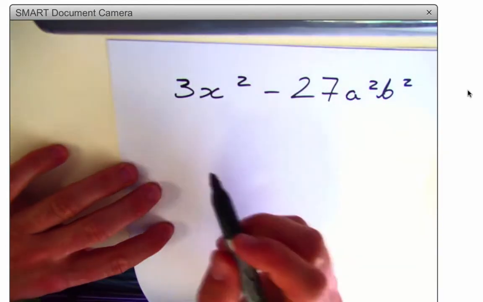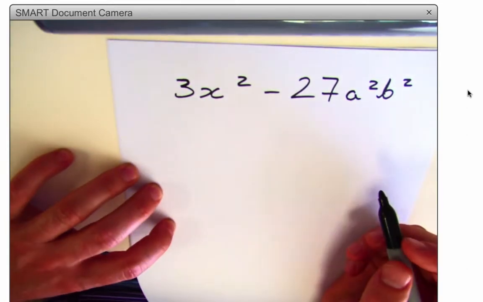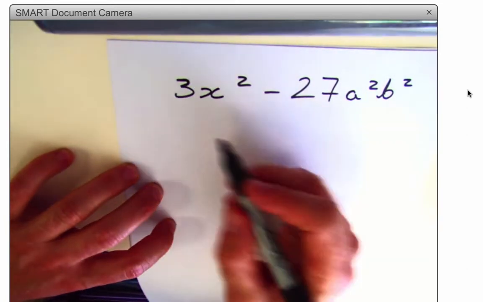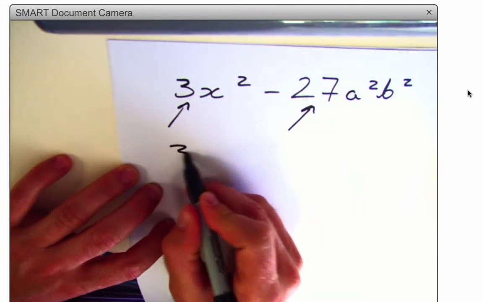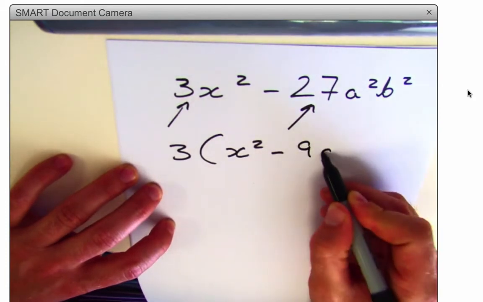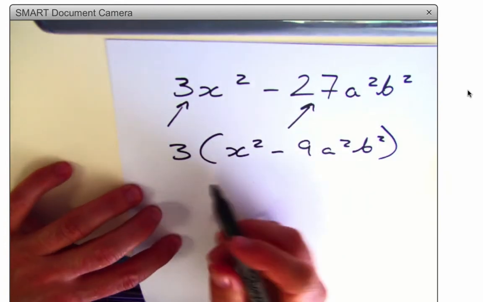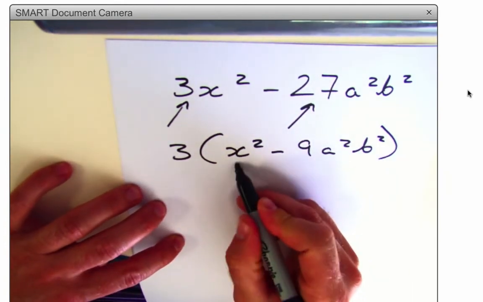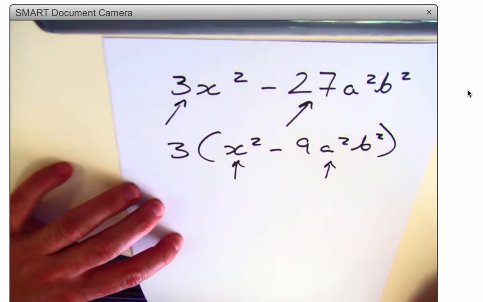Okay, so here is the second question. Following our factorising flowchart, the first thing we always do is look for a common factor. In this case we have a common factor, so we're going to take that out the front. And that leaves us with x squared minus 9a squared b squared. Okay, common factor taken out. We now look at the number of terms we have. We've got 1, 2. So the only option is the difference of 2 squares.